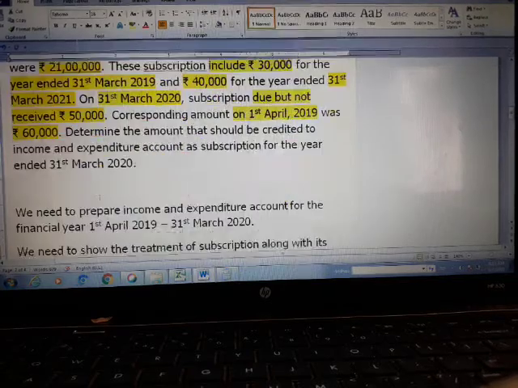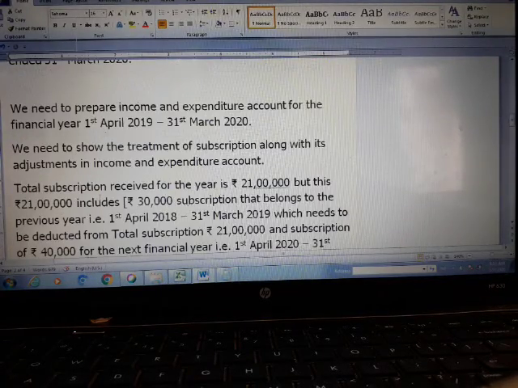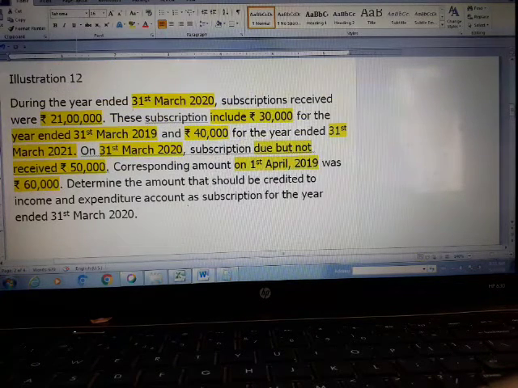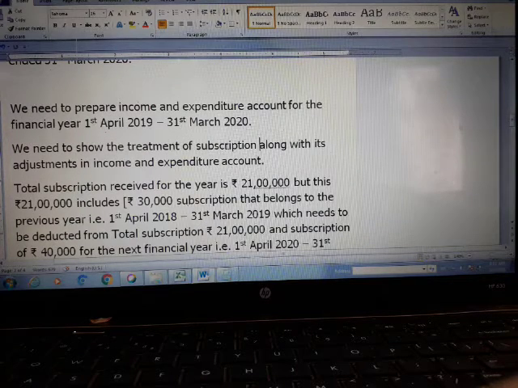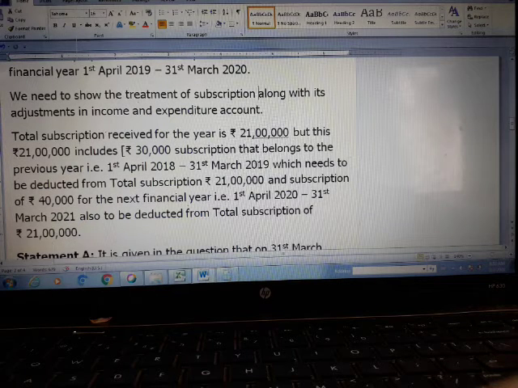So now I have given the explanation over here. See, we need to prepare the income and expenditure account for which year? For the financial year 1st of April 2019 to 31st of March 2020. Right? We need to show the treatment of what? Subscription, because all the details belong to subscription. So only for subscription we need to show the treatment along with the adjustments given. Okay, so what we need to do?